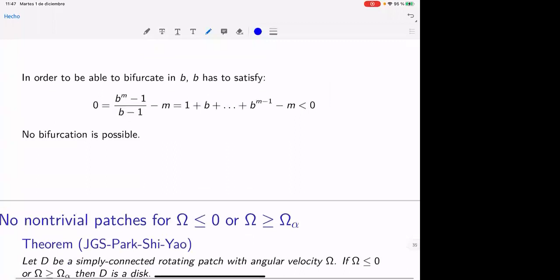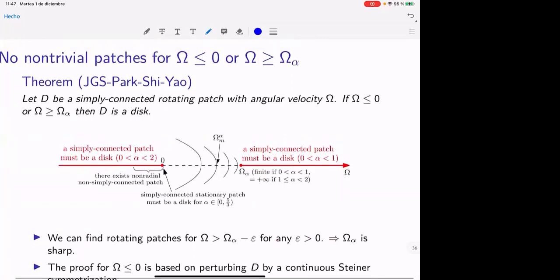Okay, so now what can we prove for SQG? So for SQG, we do the following. Again, a similar thing.